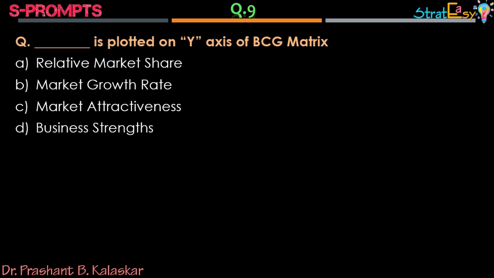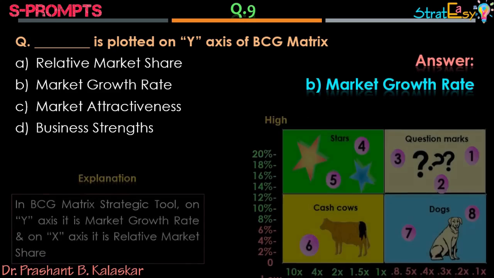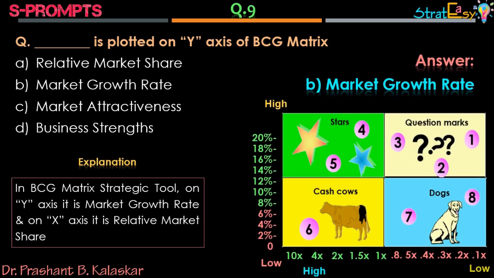Question number 9. Dash is plotted on the y-axis of the BCG matrix, and the right answer is option B, market growth rate. In the BCG matrix, as a strategic tool used for the analysis of business portfolio, on its y-axis the market growth rate is plotted and on the x-axis the relative market share is plotted.